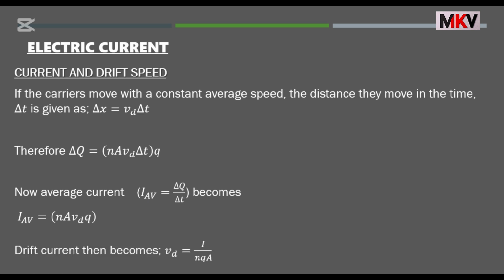Now from this equation, we make the drift velocity the subject of the equation. So it becomes Vd equals I over N times Q times A. So drift velocity becomes current over the number of charge carriers per unit volume times the charge times the area of the conductor.